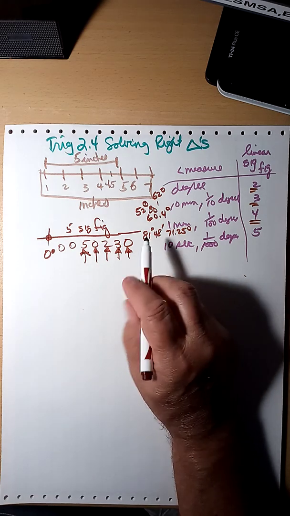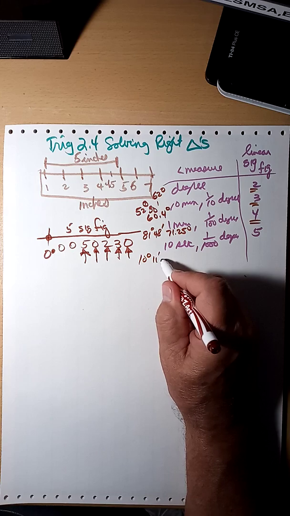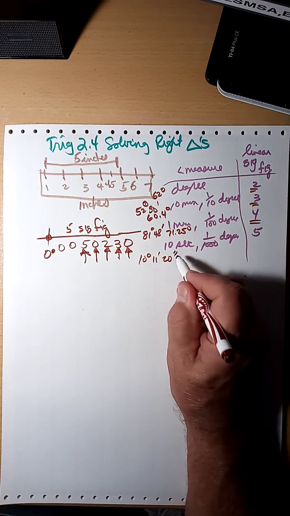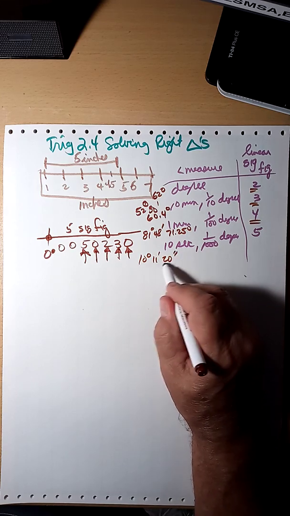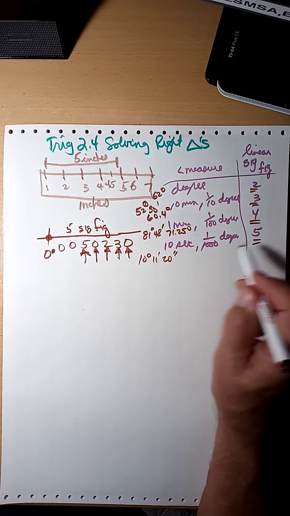And the nearest 10 seconds. So if you do 10 degrees, 11 minutes and 20 seconds, here you count by 10s, 20s, 30s, 40s. You use 5 sig figs.